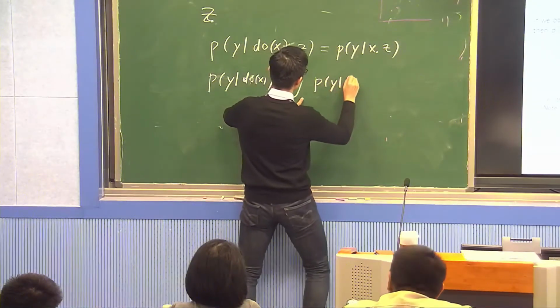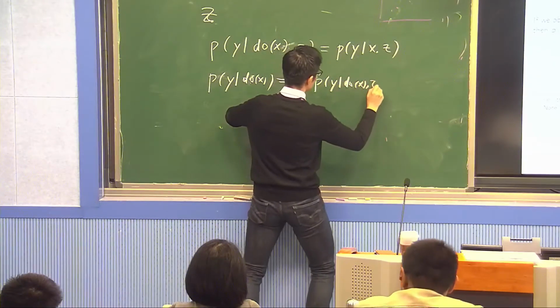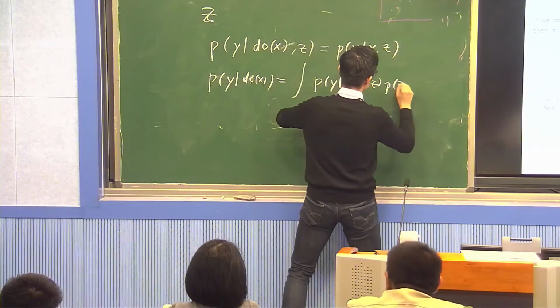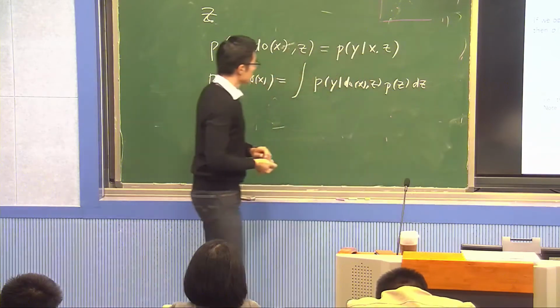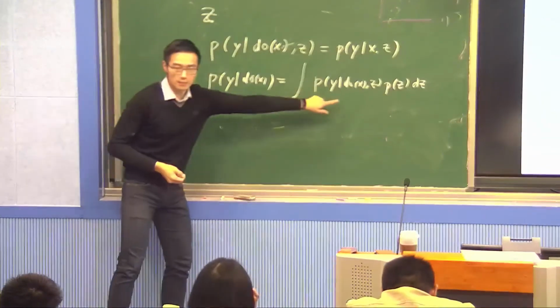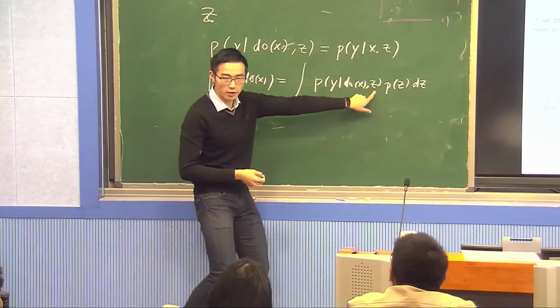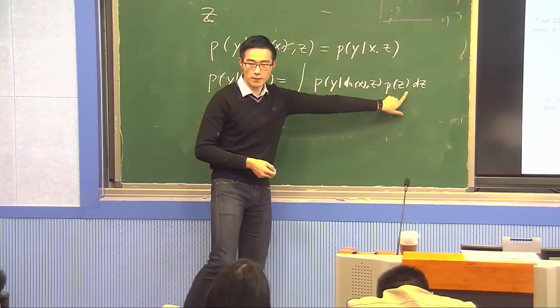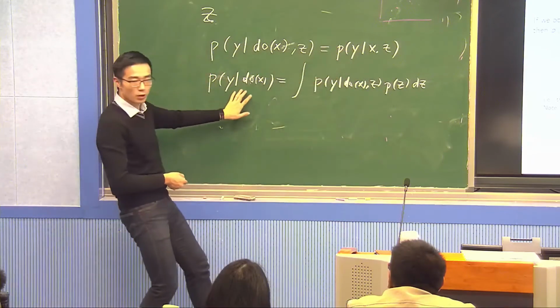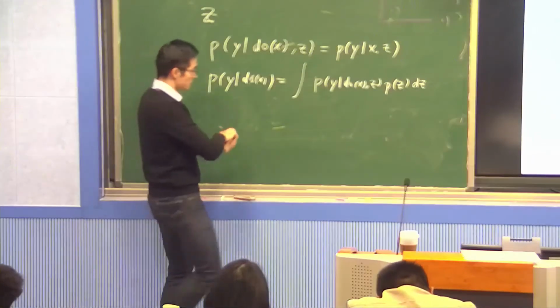P(y | do(x)), okay? Right? You see that? So do(x) is just adding a conditioning variable z and an integral with respect to z. So that gives you the overall P(y | do(x)), right? But what is this thing?